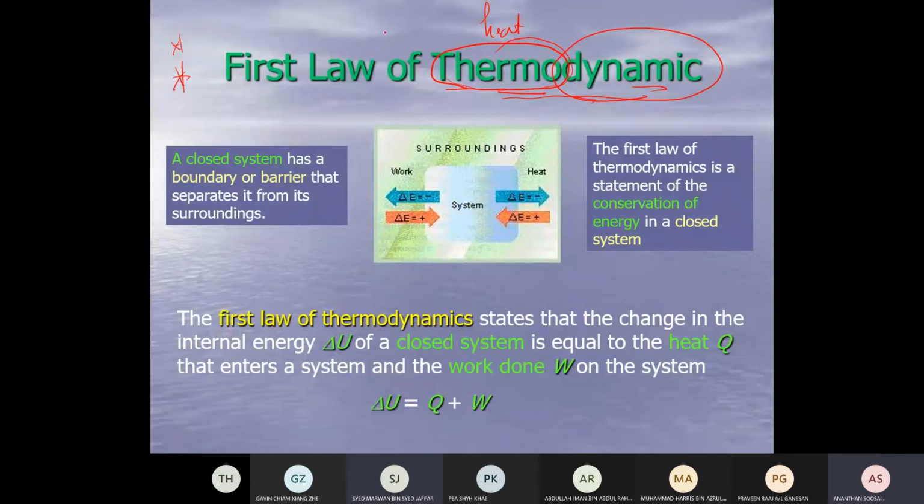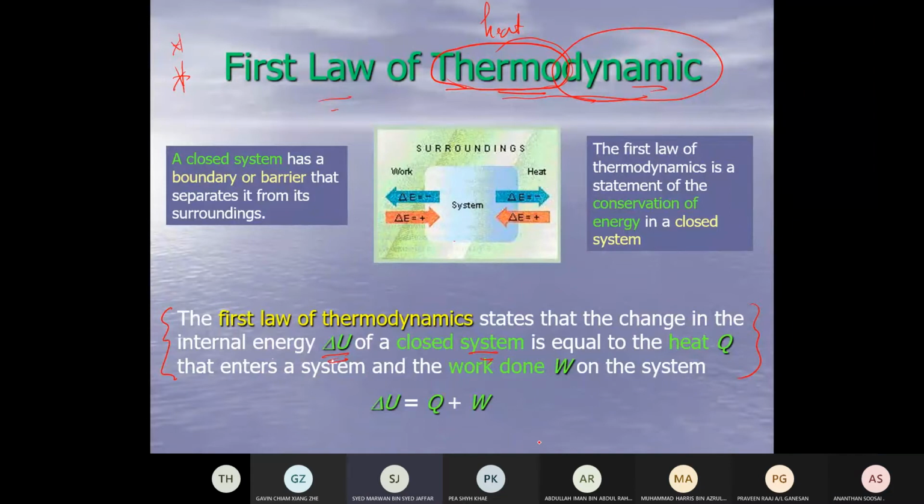So we're going to talk about fluid. The movement of the particles is of course affected by the heat, but do we have any law to show how the movement is going to look? The first thermodynamic law says that the change in the internal energy of a closed system is equal to the heat that enters the system and the work done on the system.